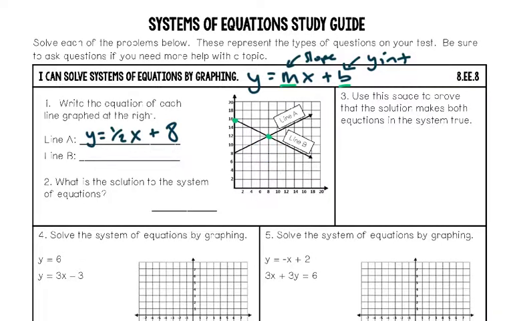Since it's a negative slope, it's going to be a negative 1/2. You can also think since you went down and to the right, down is negative. So y equals negative 1/2 x plus 16.